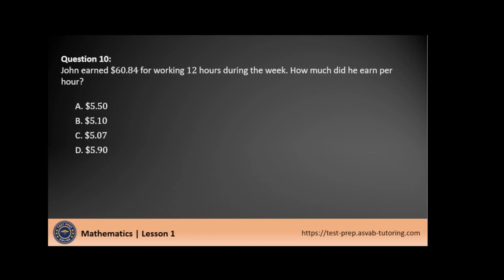Question 10. John earned $60.84 for working 12 hours during the week. How much did he earn per hour? So that last sentence, how much did he earn per hour? We want earnings, which is dollars, and then per hour. So dollars per hour. So divided by, in math terms, is another way to say per.